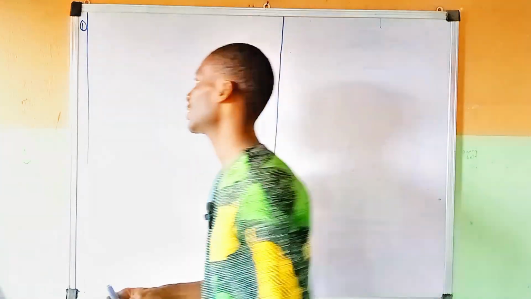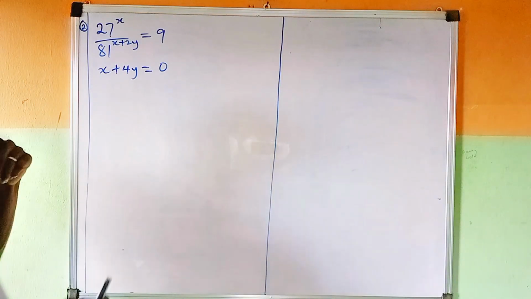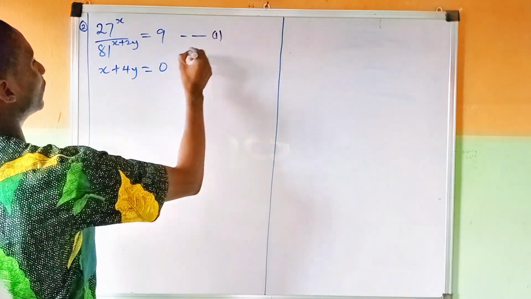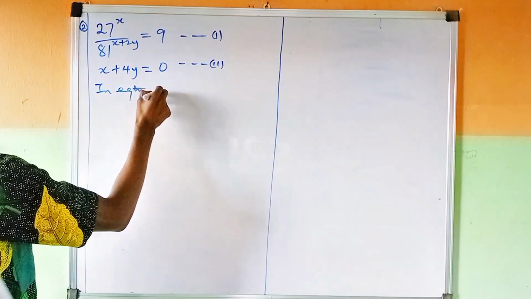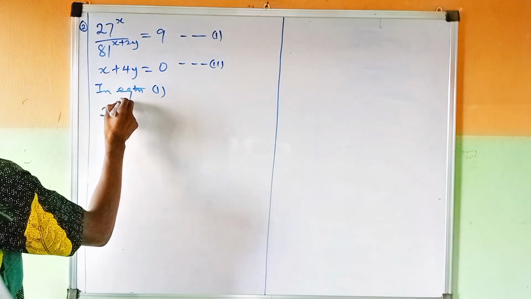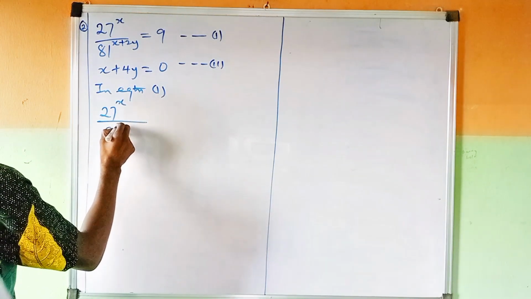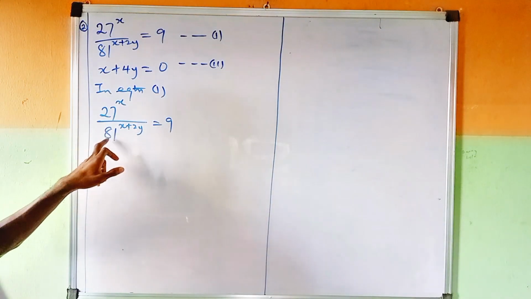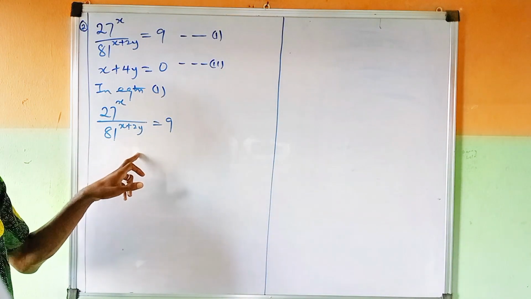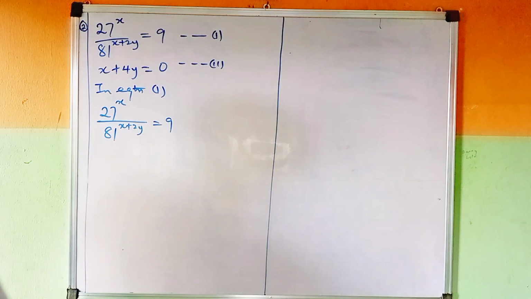All right, so let's go to the next question. So this is equation 1, this is equation 2. So in equation 1, 27 raised to power x over 81 raised to power x plus 2y equals 9. So let's turn all these values to number 3 raised to power.